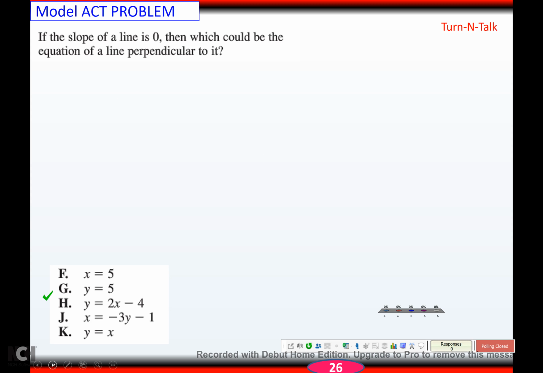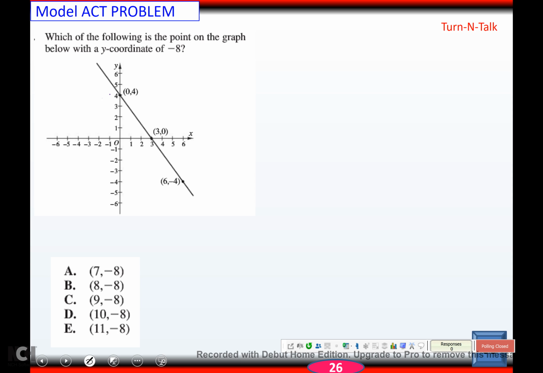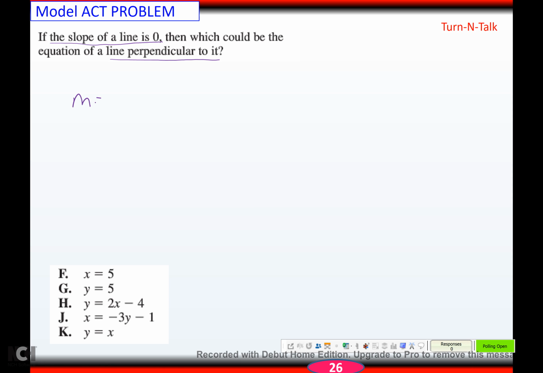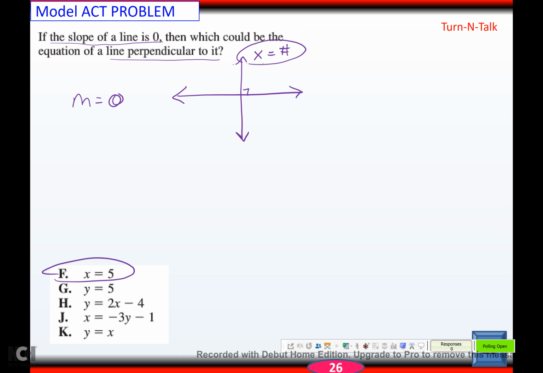And hopefully you got F. It says if the slope of a line is 0, then which could be the equation of a line perpendicular to it? Well, if your slope is 0, that means you have a horizontal line, okay? So the only thing perpendicular to a horizontal line is a vertical line. Vertical lines have an equation that says x equals something. There's not a y in it. It's just x and some number, okay? Well, the only one that just is a vertical line equation is F.